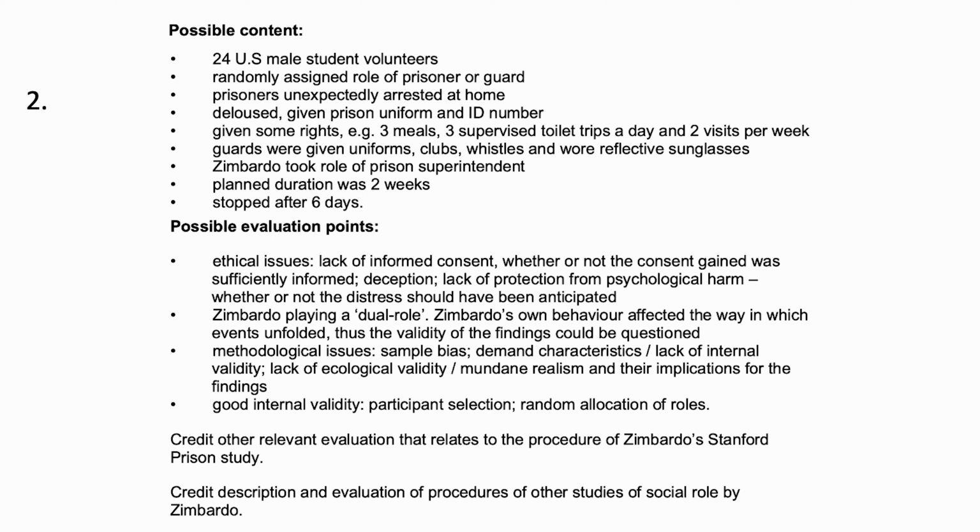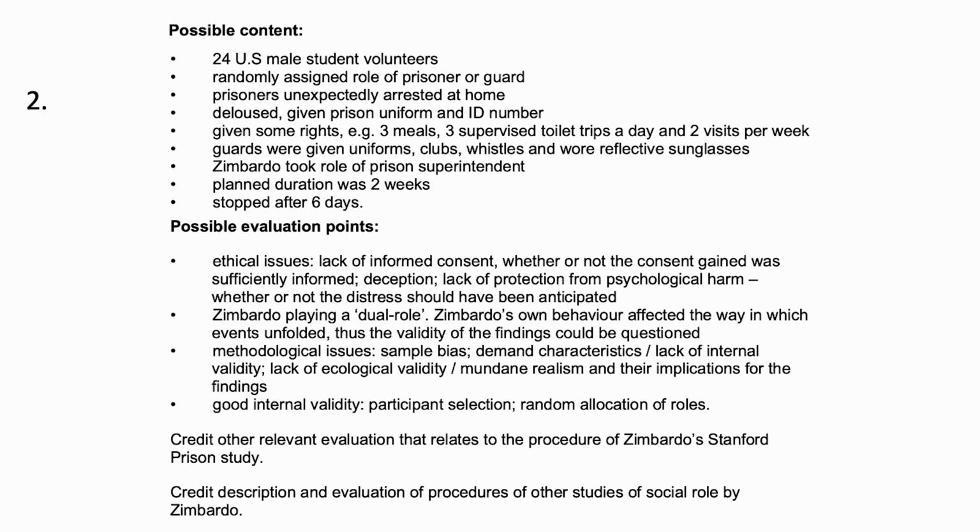Then for the second question, possible contents, that's your AO1. You could say how it was 24 US male student volunteers that were randomly assigned the role of prisoner or guard. The prisoners were unexpectedly arrested at home, deloused, given prison uniform and ID number. They were given some rights. Guards were given uniforms, clubs and whistles. Zimbardo took the role of prison superintendent. It was supposed to last for 2 weeks, but was stopped after 6 days.